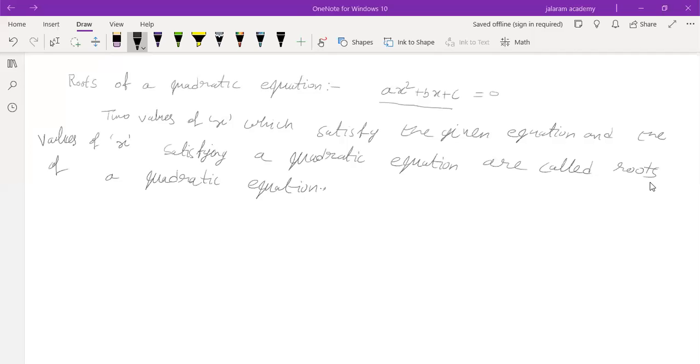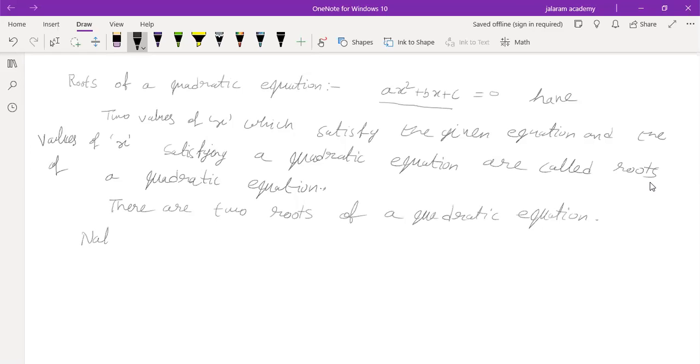Ax square plus bx plus c equals to 0 has two values of x which satisfy the given equation, and the values of x satisfying a quadratic equation are called roots of a quadratic equation. It means there are two roots of a quadratic equation. Is that clear to everyone?